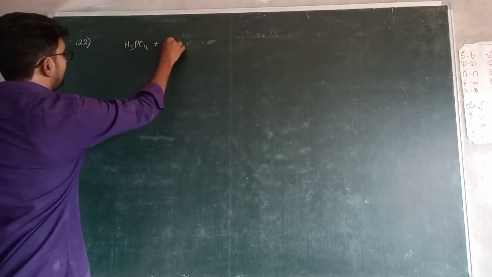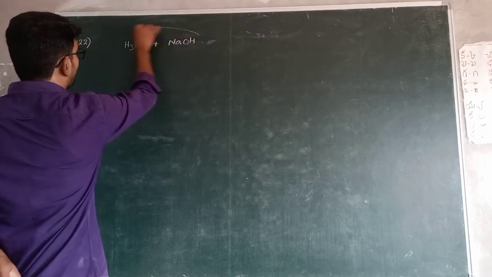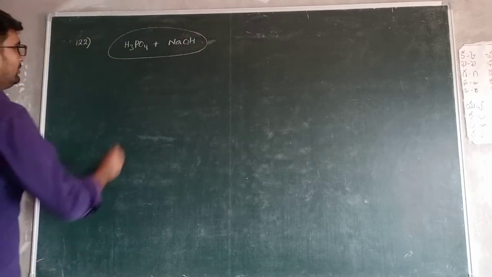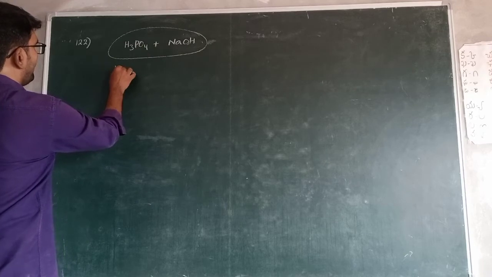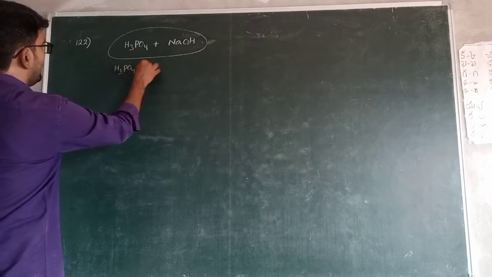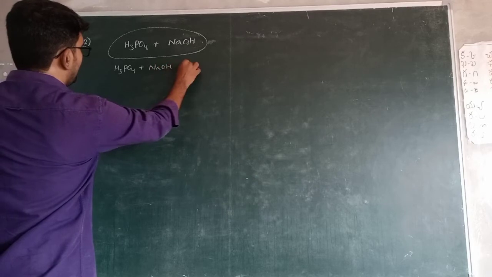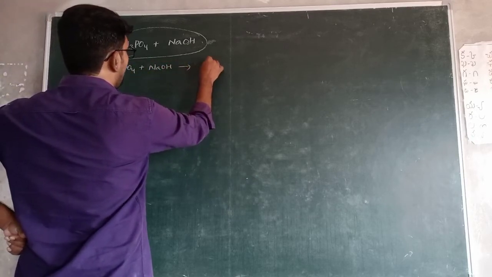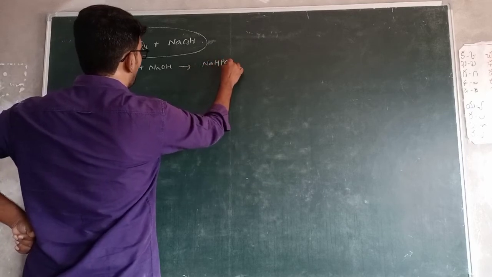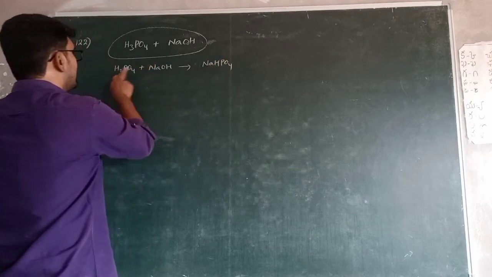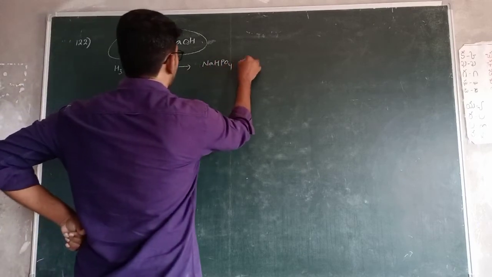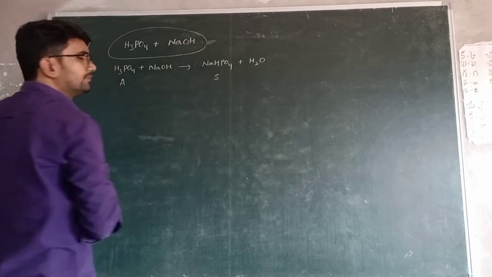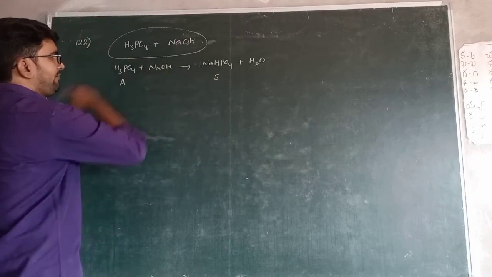H3PO4 and NaOH. If these two are involved in the neutralization reaction, how many buffer solutions can form? First, these two are involved in the reaction. H3PO4 plus NaOH gives rise to NaH2PO4, because one hydrogen is replaced by one sodium, plus H2O. This is acid, this is salt. This salt is formed by the addition of 1 mole of NaOH.